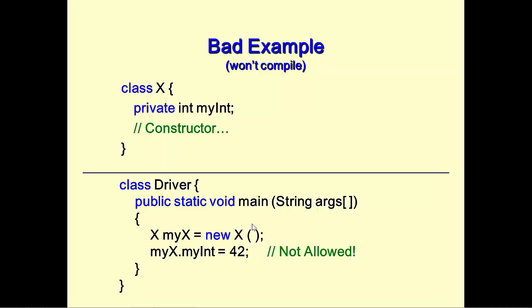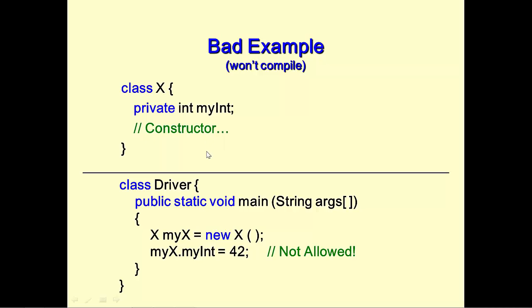So here's an example of something that won't compile. It says it's a bad example. I actually think it's a great example because it shows how private can change the way that we have access to things. So notice that we have class X at the top. There's a private modifier here in front of int myInt, and then you can assume that there's a constructor and other kinds of things that are inside of class X.